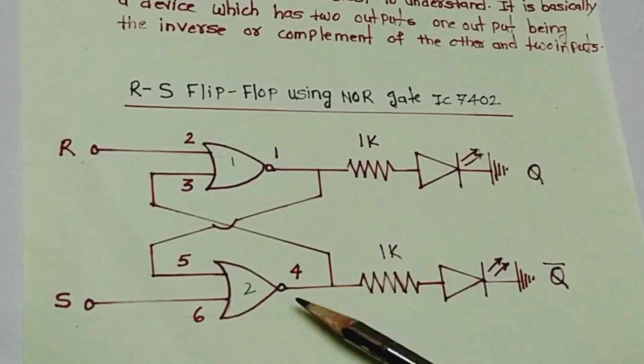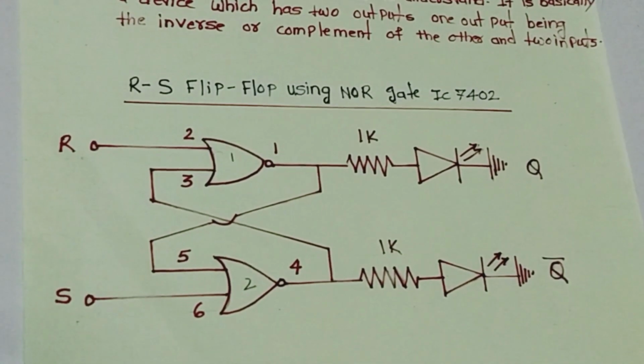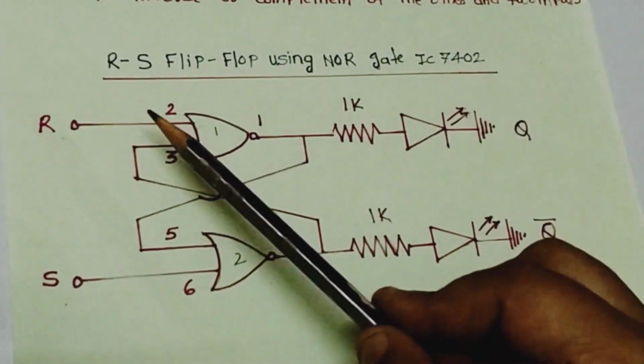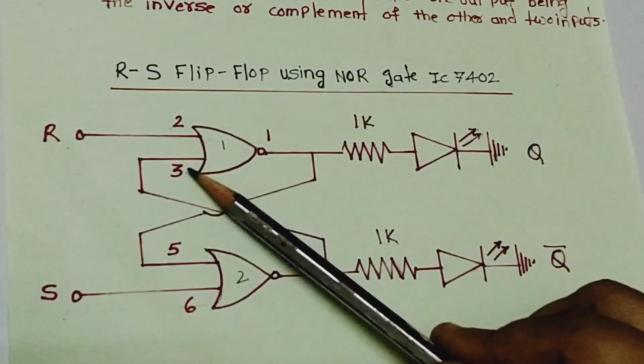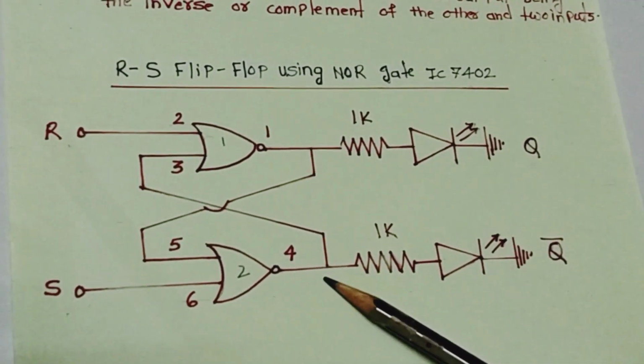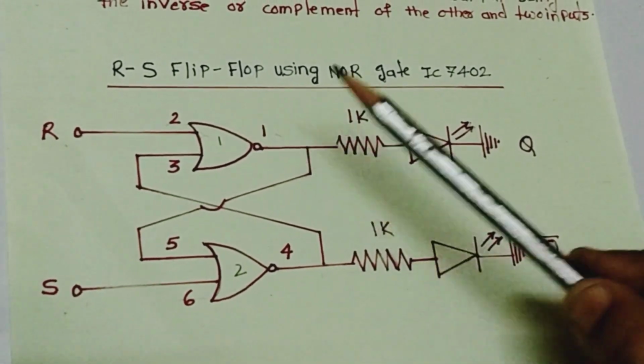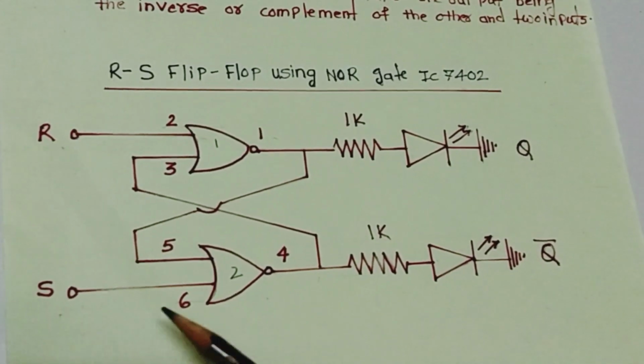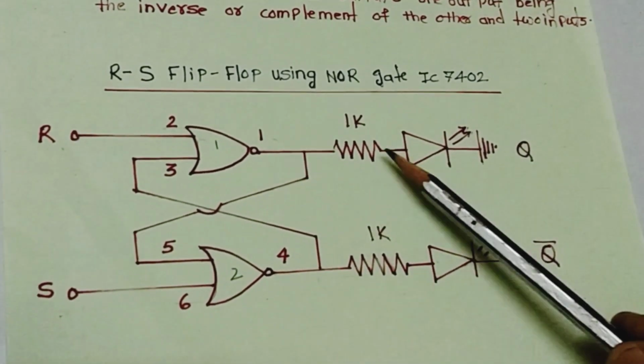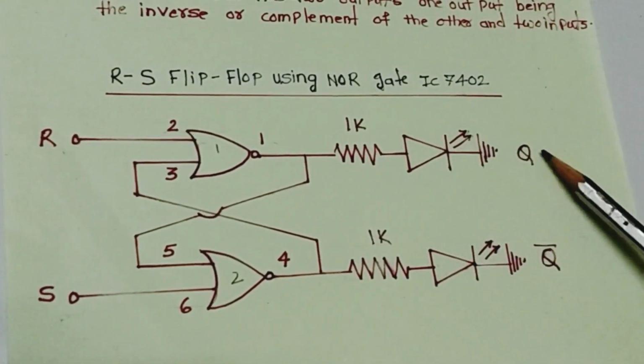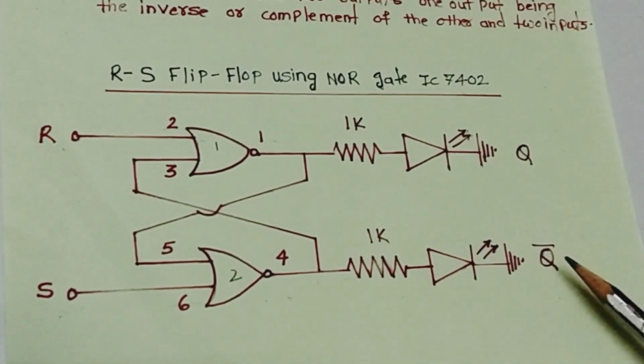IC 7402, here using two NOR gates. The inputs are pin number 2, R, and pin number 5, S. Pin number 3 is connected to pin number 4, and pin number 1 is connected to pin number 5. There are two outputs here: pin number 1 is output Q and pin number 4 is output Q bar.